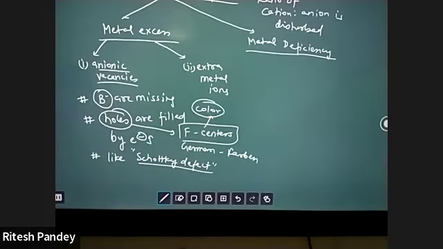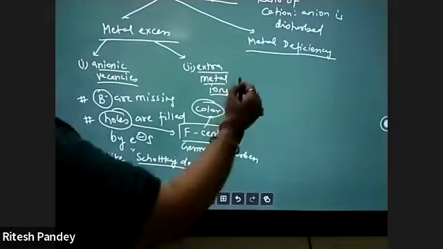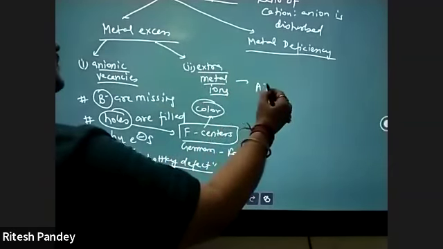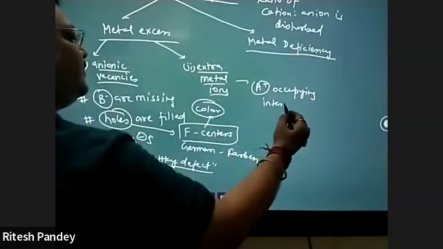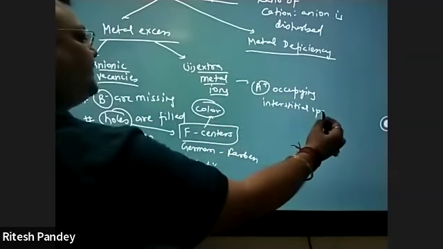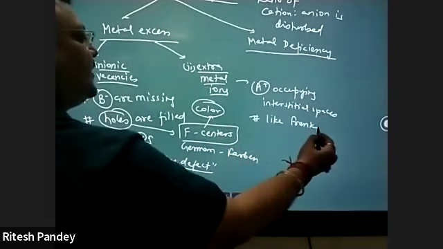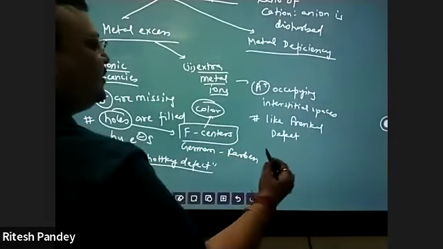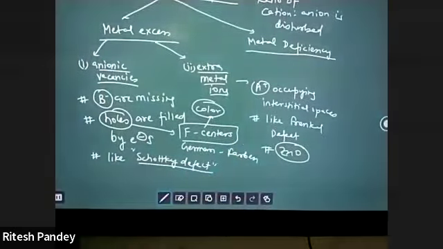Metal excess defect is naturally due to some extra metals occupying interstitial spaces. So this is more like a Frenkel defect, and a very common example is zinc oxide. So the yellow color of zinc oxide is because of extra metal ions.